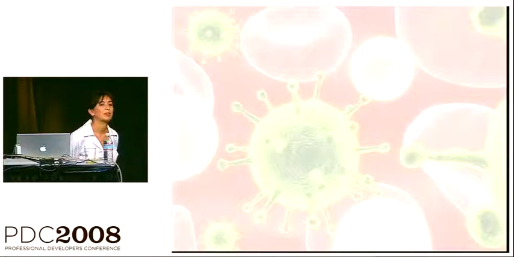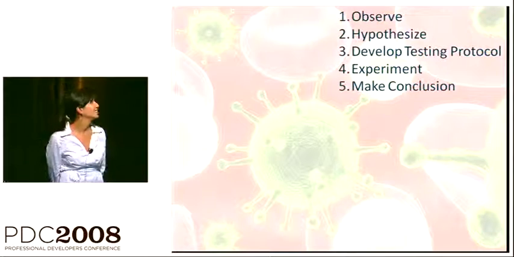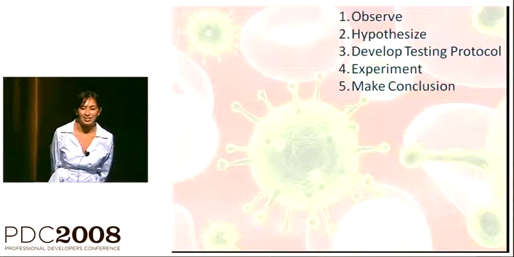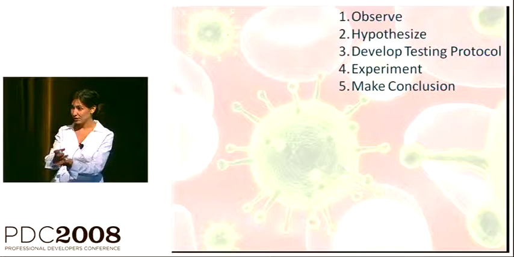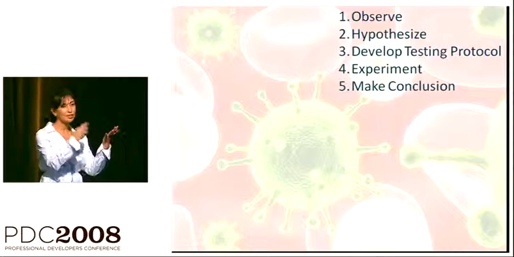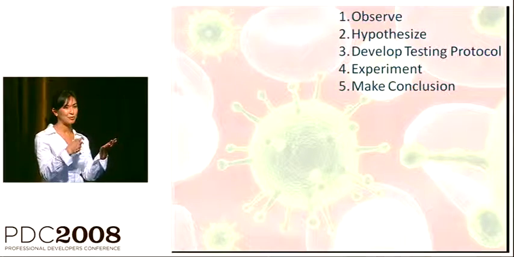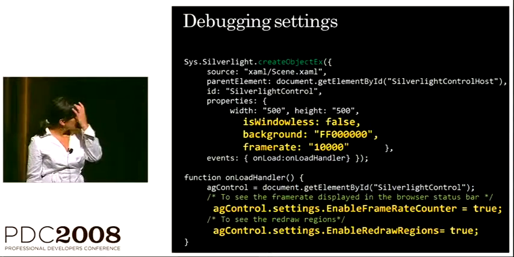So within Silverlight, we follow something called the scientific method. Do you guys remember this, 7th grade? Observe, you hypothesize, you decide how to test, and then you follow it to the dime, and then you make your conclusion. Because if you don't do it in a scientific manner, you're probably just going to end up pointing fingers and getting angry at each other.